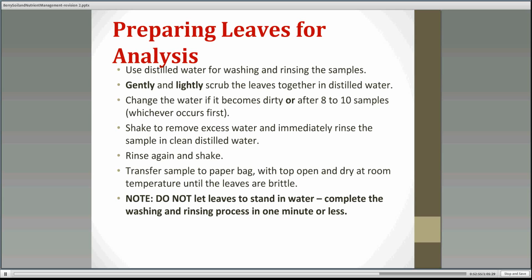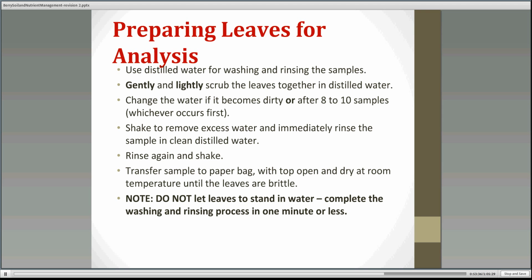Okay, when you prepare your leaves for analysis, one of the things you want to do is use distilled water for washing and rinsing the samples. Washing leaves removes dirt and residues that can affect the test results, so it's important to do so before they're dried for shipment. So gently and lightly scrub the leaves together in distilled water. Change the water if it becomes dirty or after 8 to 10 samples, whichever occurs first. Shake the leaves gently to remove excess water, and then rinse the sample in clean distilled water. Again, shake off the liquid and rinse with another clean water sample.